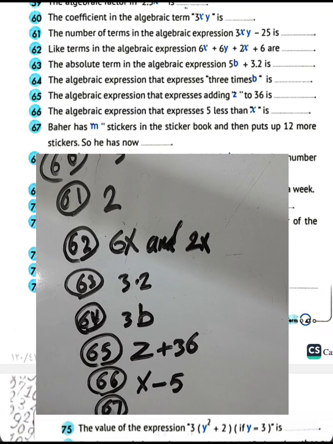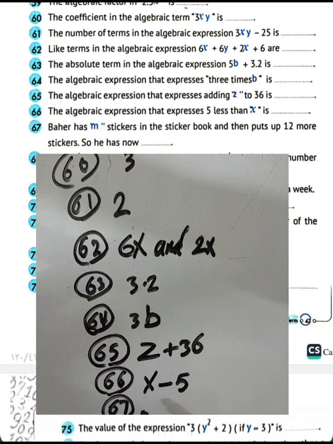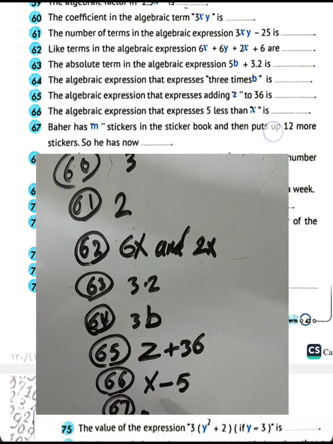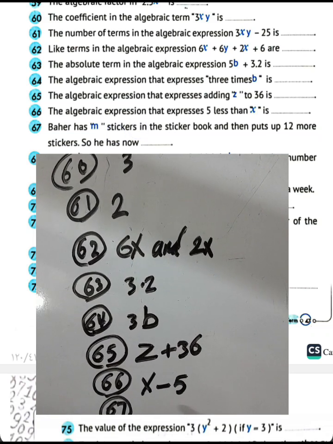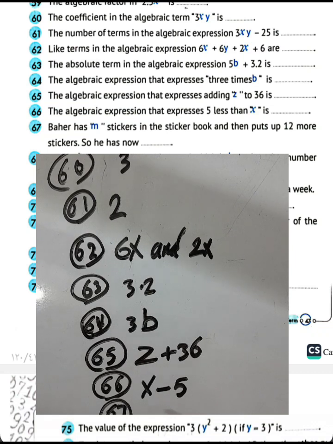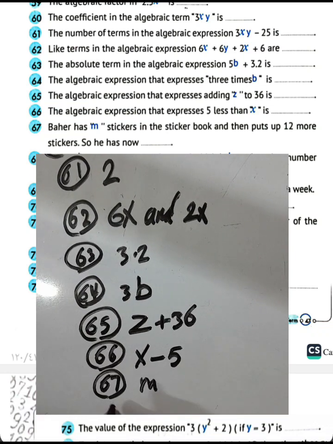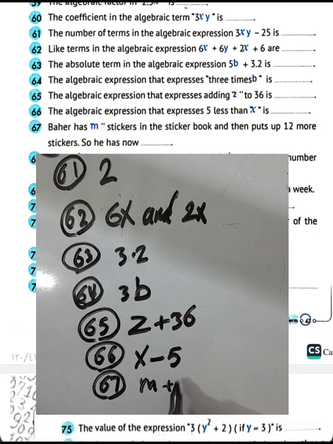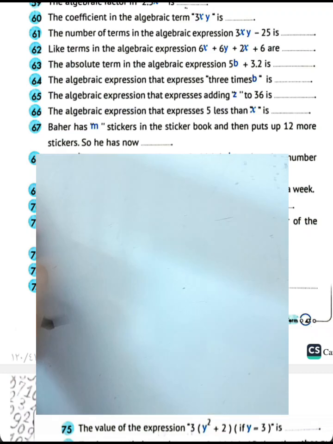Question 67. Beher has m stickers in the sticker box, and then puts up 12 more stickers. So he has now put up, what does it mean? Put up, who can tell me? It means add, or plus. Then for question 67, write m plus 12. It's the result for 67.